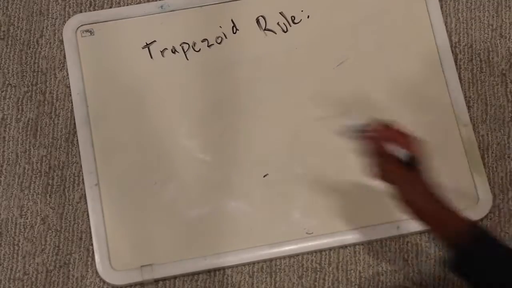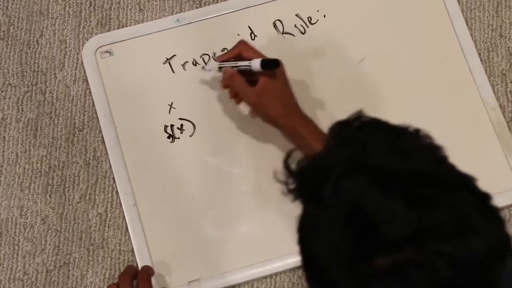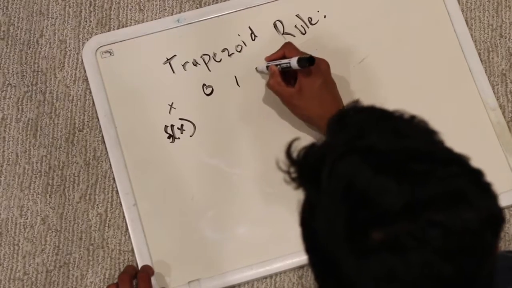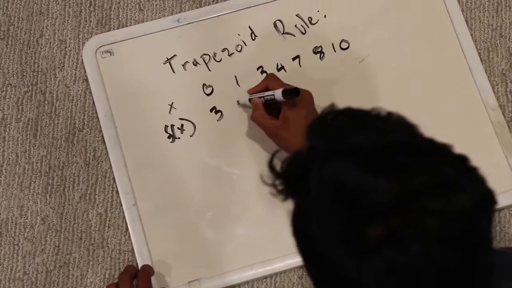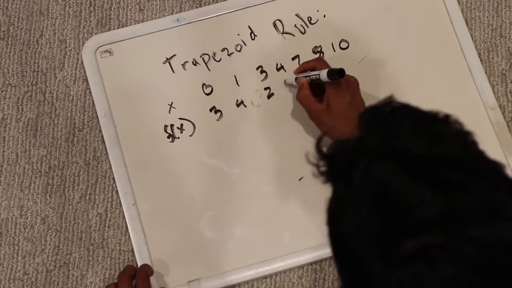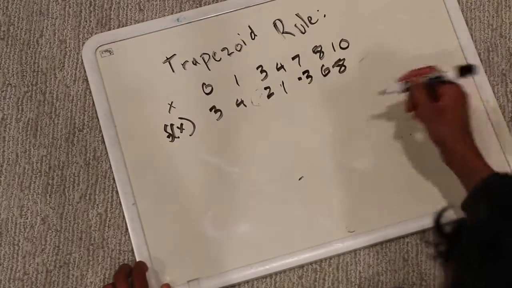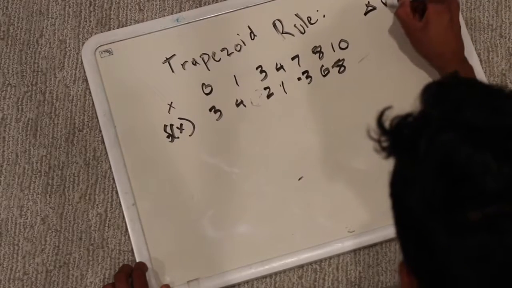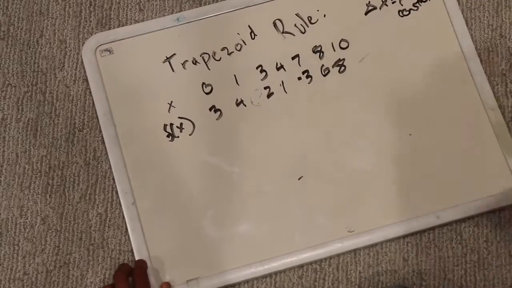So let's see if we were given a table, right? X and f of x. X is 0, 1, 3, 4, 7, 8, and 10. And f of x is 3, 4, 2, 1, negative 3, 6, and 8. Okay, we can see that the delta x is not constant. It's not constant, so we cannot use the trapezoidal rule.